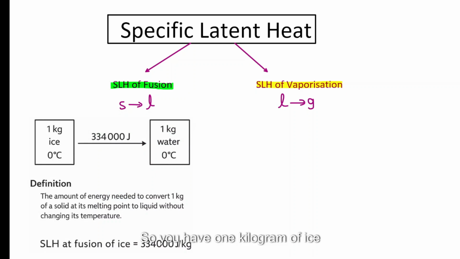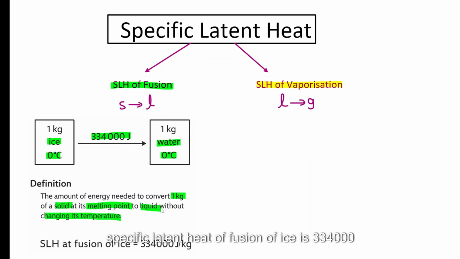So you have 1 kilogram of ice at 0 degrees Celsius, and you need to convert it into 1 kilogram of water at the same temperature. So you can see the temperature has not changed. Remember, the graph was flat. Now, this process requires 334,000 joules. Now, this is an experimental thing. So the definition of specific latent heat of fusion is the amount of energy needed to convert 1 kilogram of a solid at its melting point to liquid without changing its temperature. So we can say specific latent heat of fusion of ice is 334,000 joules per kilogram.